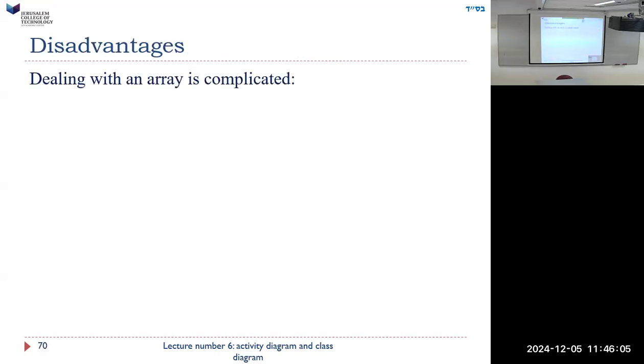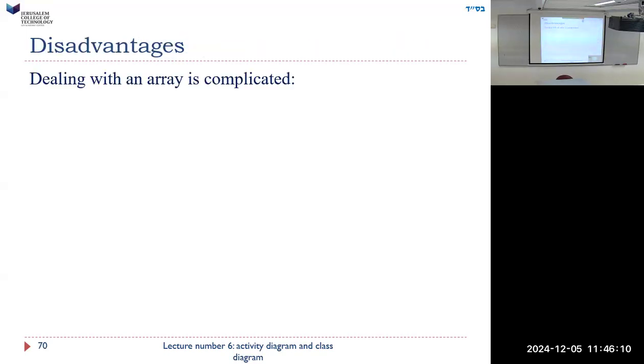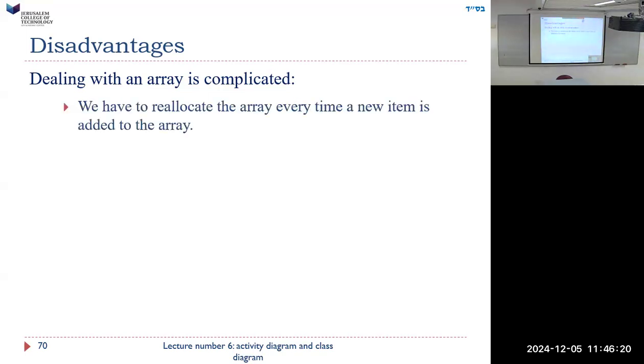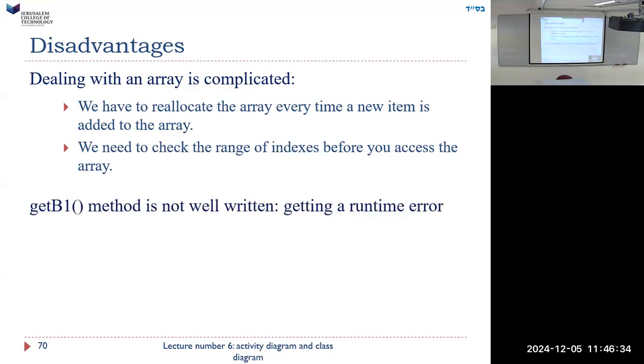Okay. Disadvantages. Dealing with arrays is complicated. I don't know why this is here. It's not really our topic exactly how. I'm trying to show how to implement, but now this is to discuss why an array is not good. We have to reallocate the array every time a new item is added to the array. Right, that's why we learned linked lists, so that we wouldn't have that problem. We need to check the range of indexes before we can access the array. Maybe you go beyond the end of the array.